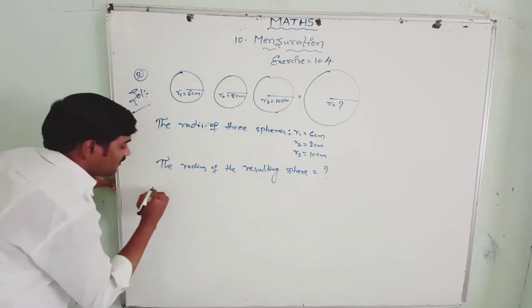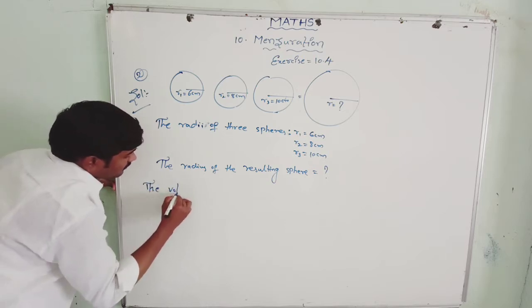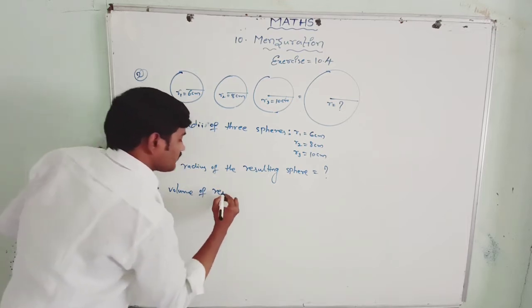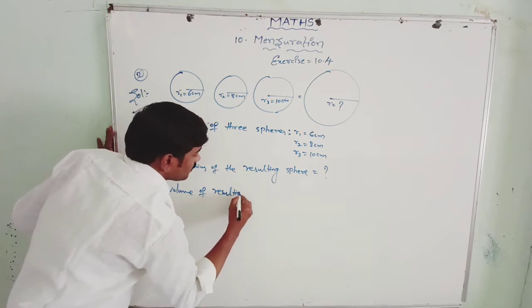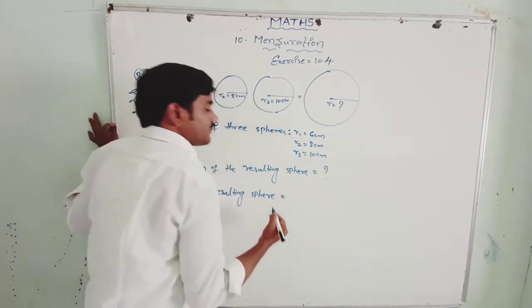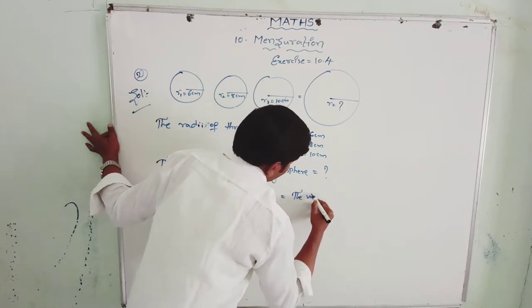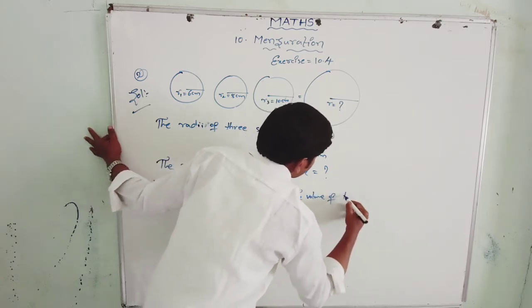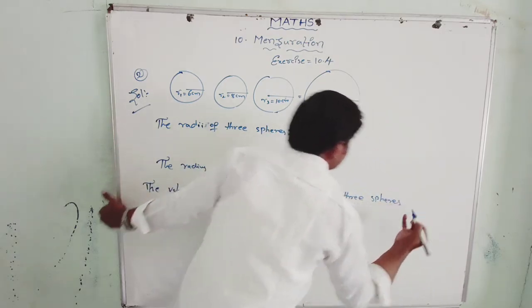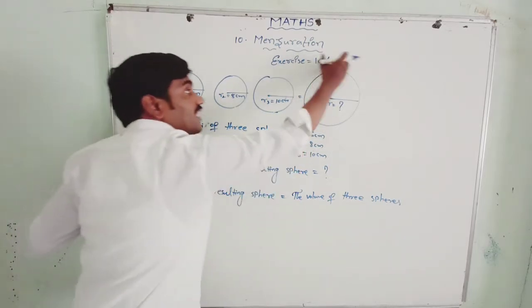The volume of the resulting sphere is equal to the volume of three spheres. So here, the volume of the resulting sphere, what is the formula for the volume of a sphere?